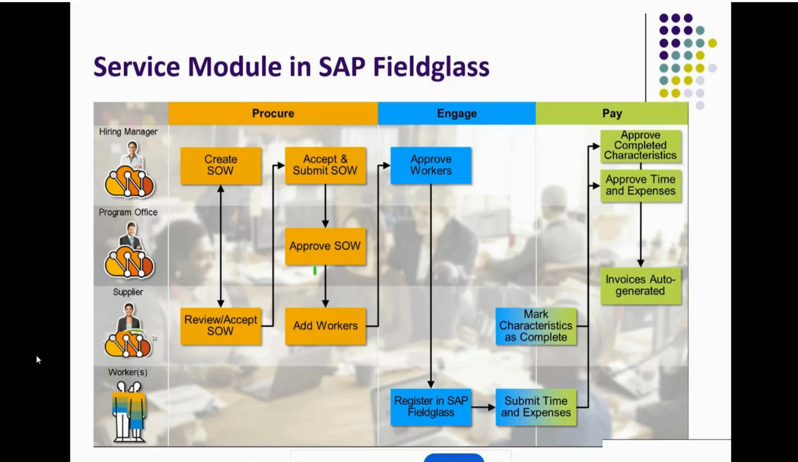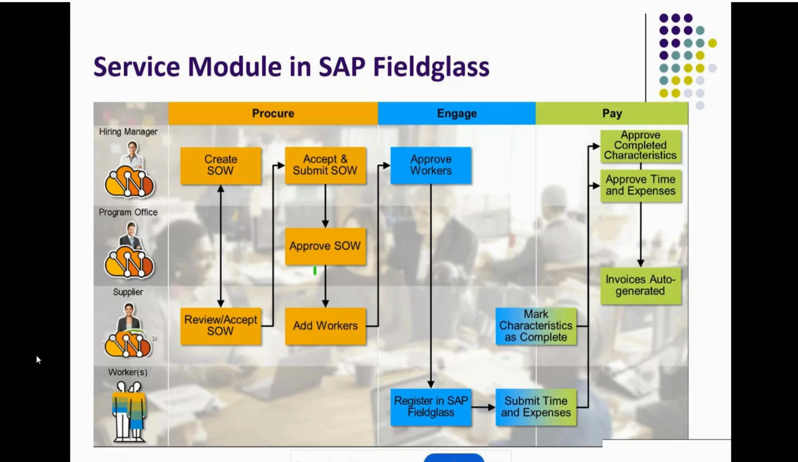Just remember one thing: only the supplier can add workers to the SOW. None other, the buyer side cannot add workers to the SOW. If you also need to give suggestions to the supplier, like we have this candidate and they need to be hired, it has to be from the supplier end only. That is for sure in Fieldglass.